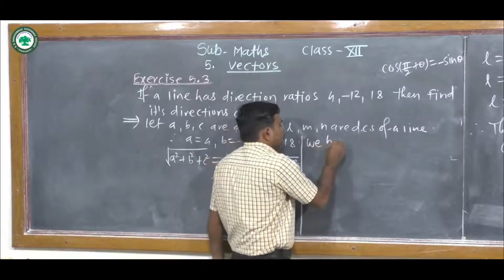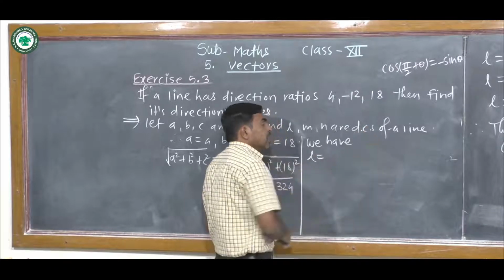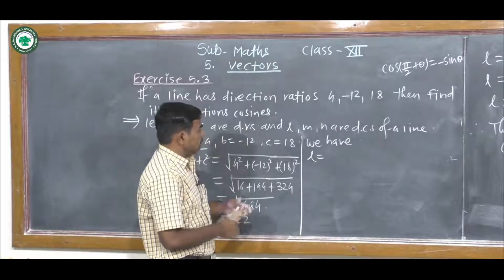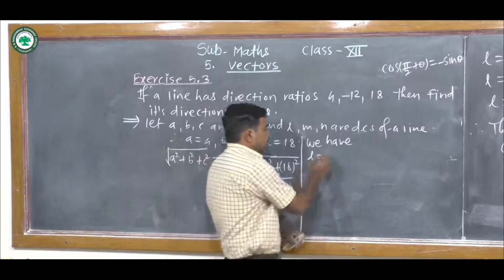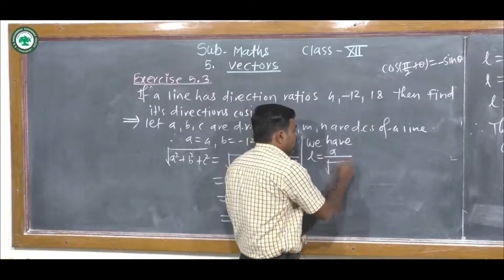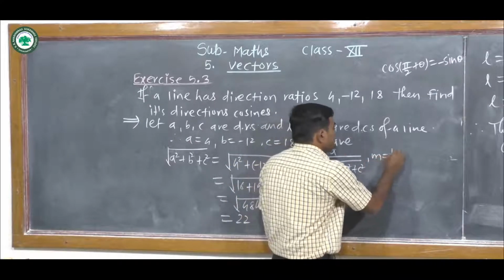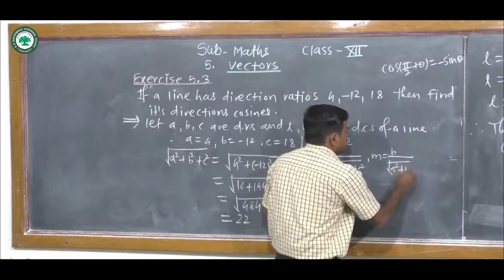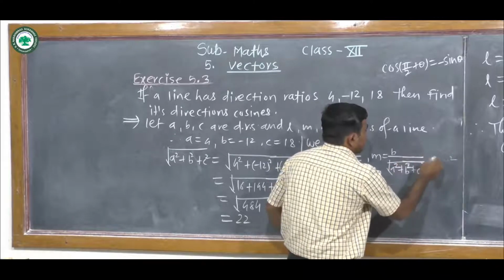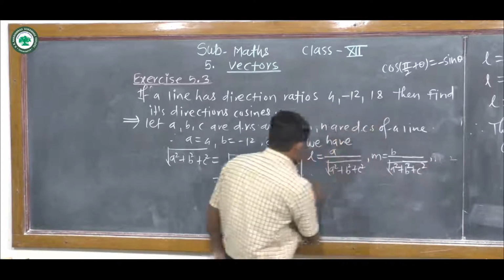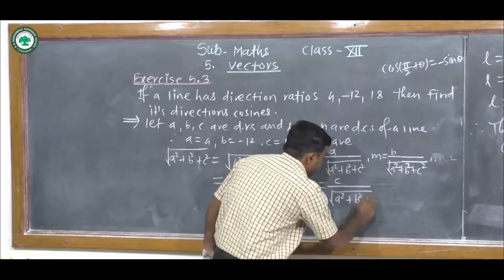Now we have l is equal to, see, in the formula there is given plus or minus, but whenever we are solving the examples at that time, take positive values only. Means take l is equal to a divided by square root of a square plus b square plus c square. m is equal to b divided by square root of a square plus b square plus c square. And n is equal to c divided by square root of a square plus b square plus c square.